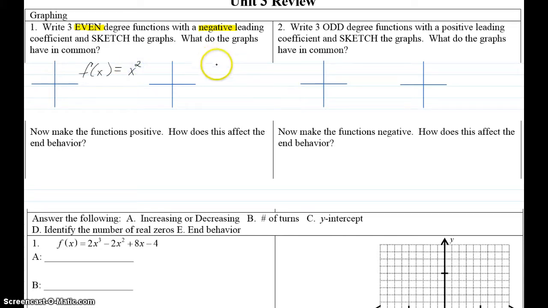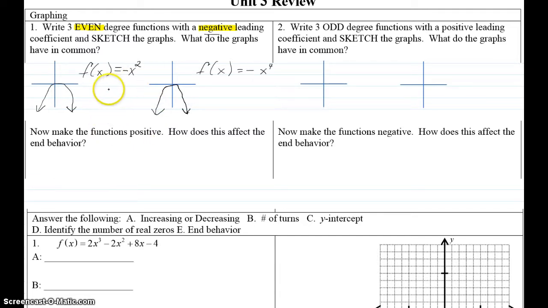x squared, just a basic parabola, and f of x equals x to the 4th. But it said we have to have a negative coefficient. So I'll make this one negative and make this one negative. So we know an x squared is going to give us a parabola, so it's going to look something like this. And x to the 4th is going to have the same basic shape. It's actually a little flatter here. Not the best graph in the world, but it'll do.